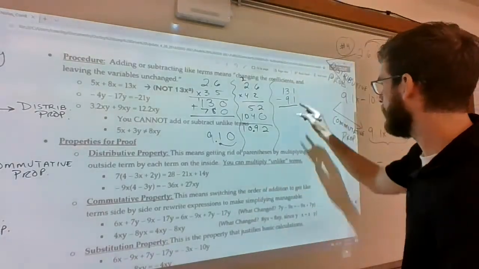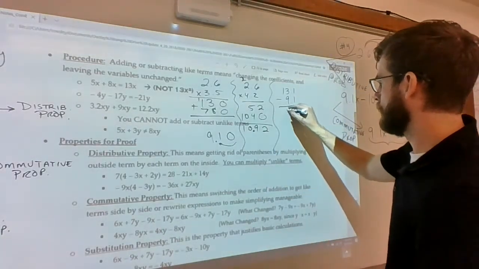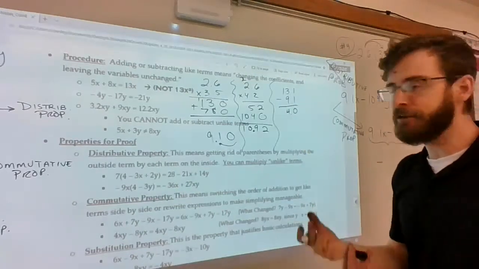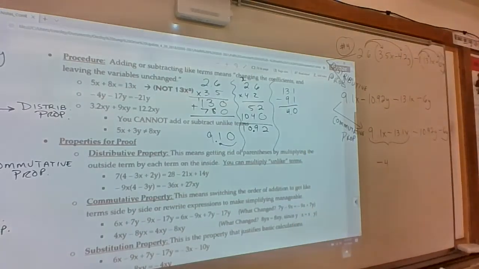Okay, so here's how you do that. 0, 4. It's 4. It's negative 4.0x. I'm just going to call it negative 4x.